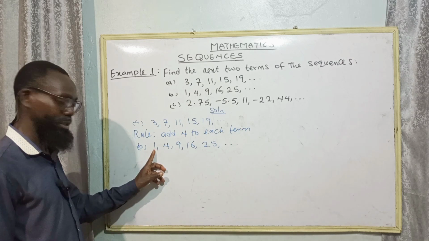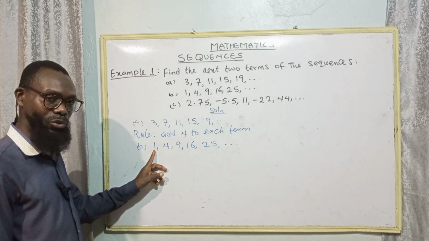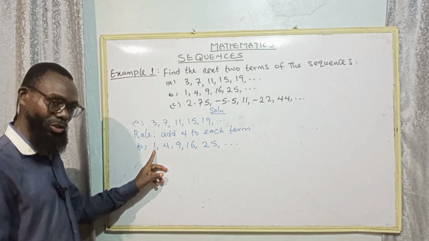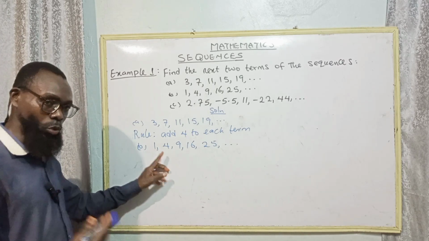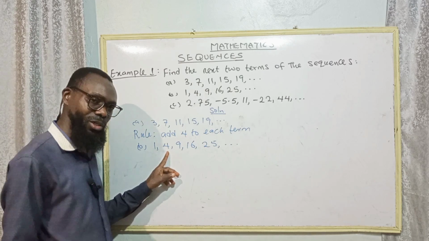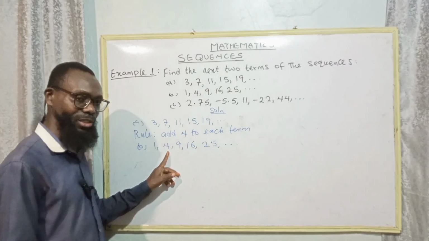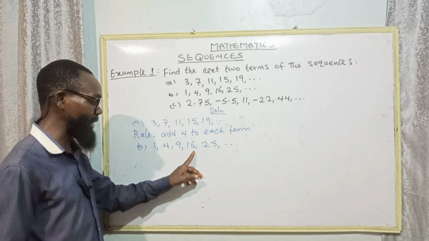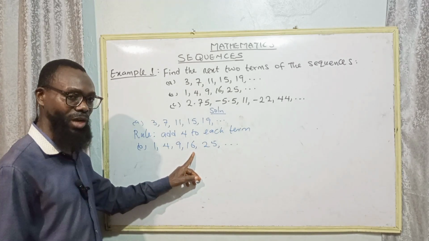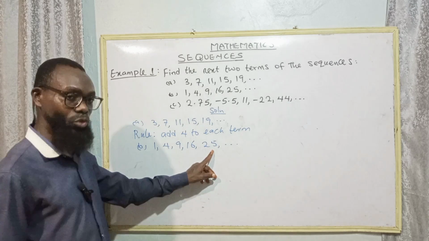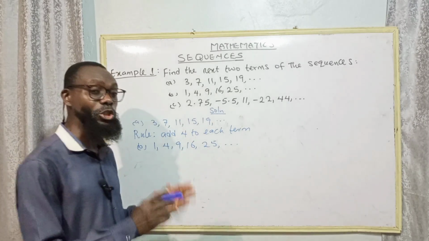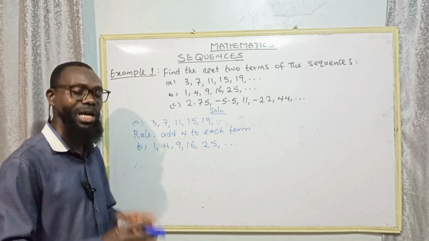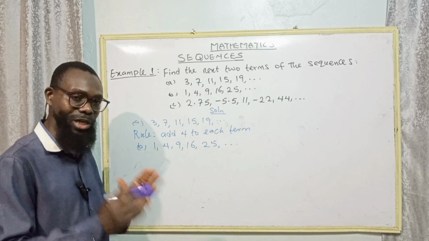If I square 1, 1 times 1 is 1. The next natural number is 2. 2 times 2, I will have 4. The next natural number is 3. 3 times 3, I will have 9. The next one is 4. 4 times 4, I will have 16. The next one is 5. 5 times 5, I will have 25. Which means that the rule is the square of natural numbers.